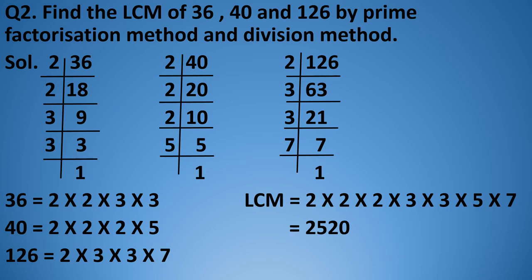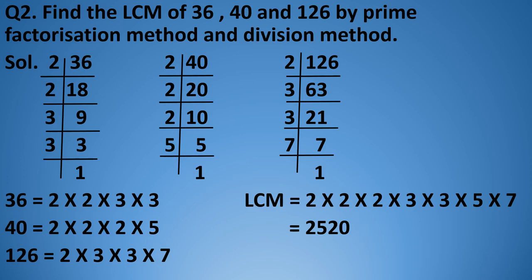So prime factors of 36 are 2 multiplied by 2 multiplied by 3 multiplied by 3. Prime factorization of 40 is 2 multiplied by 2 multiplied by 2 multiplied by 5. Prime factorization of 126 is 2 multiplied by 3 multiplied by 3 multiplied by 7. Now see, in the HCF you have taken the common factor which comes the least number of times. But in LCM you will take that number the maximum number of times it occurs.